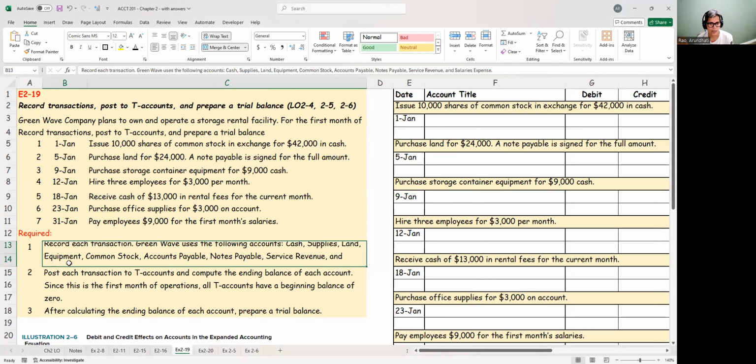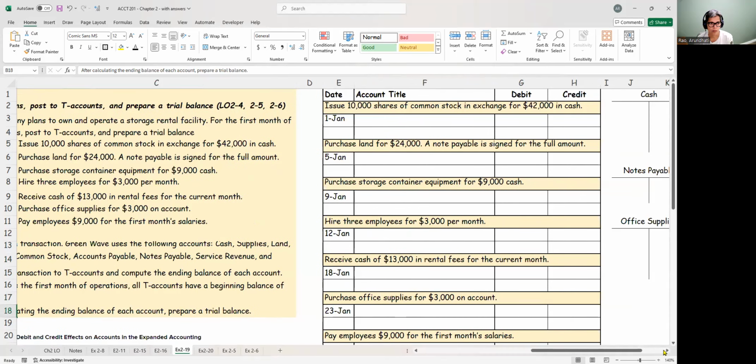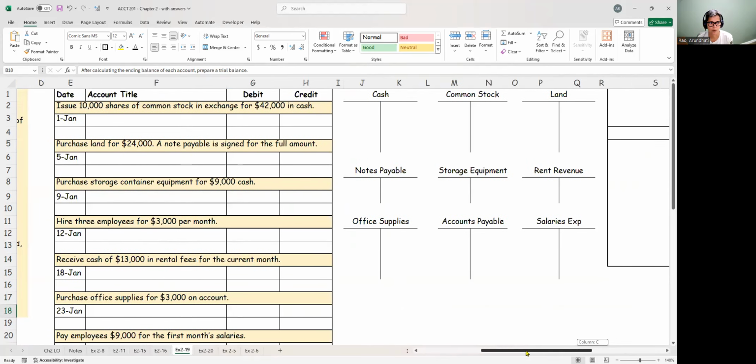And they've told us that we have 0 balances since this is a brand new business. So that kind of makes it a little easy. And we need to calculate ending balances, obviously, in order to prepare our trial balance. So let's get started with what we have here. Oops, I positioned this correctly.